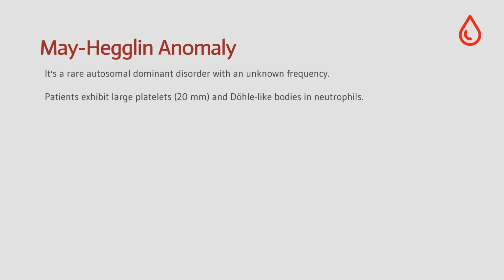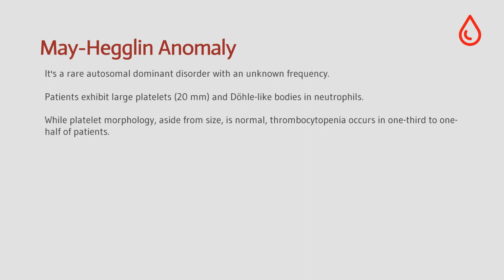May-Hegglin anomaly is a rare autosomal dominant disorder with an unknown frequency. Patients exhibit large platelets, 20 mm, and Döhle-like bodies in neutrophils. While platelet morphology, aside from size, is normal, thrombocytopenia occurs in 1/3 to 1/2 of patients. Surprisingly, platelet function is generally normal.